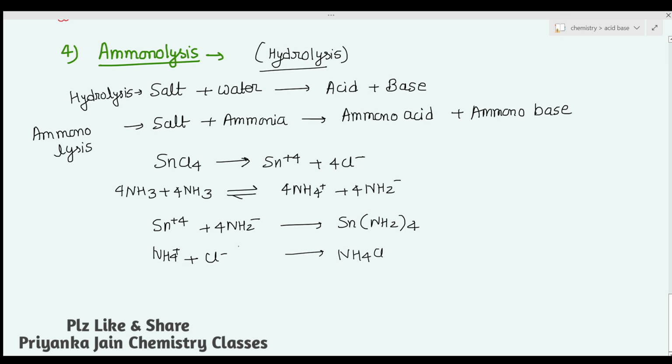So what we are getting, this was the salt and this was the solvent. Now these are reacting and it is forming this. This one is called the base and this one is called the acid. It means by the reaction of the salt and the solvent, we are getting acid and base. So this reaction is a very important example of the ammonolysis reaction.